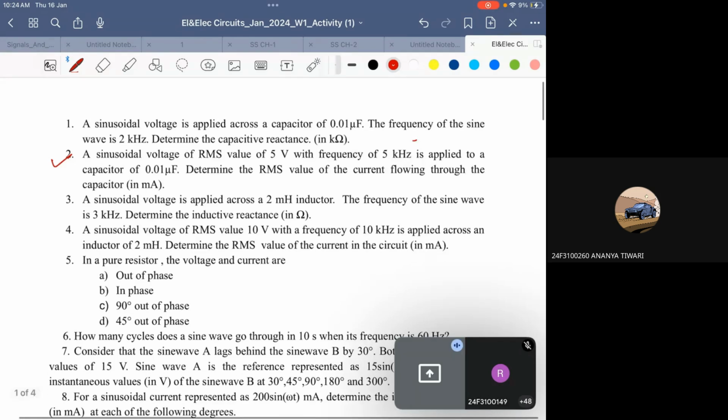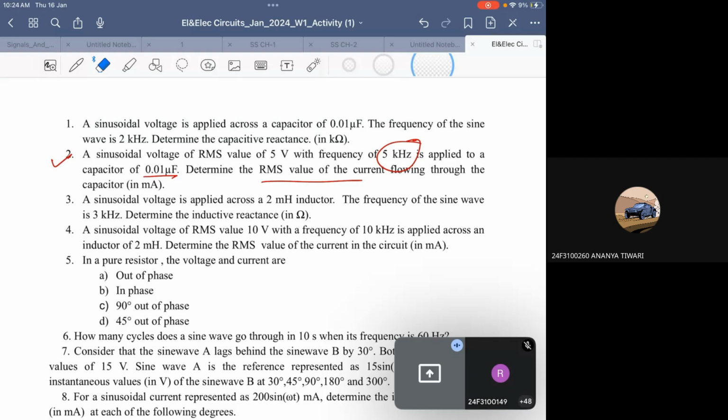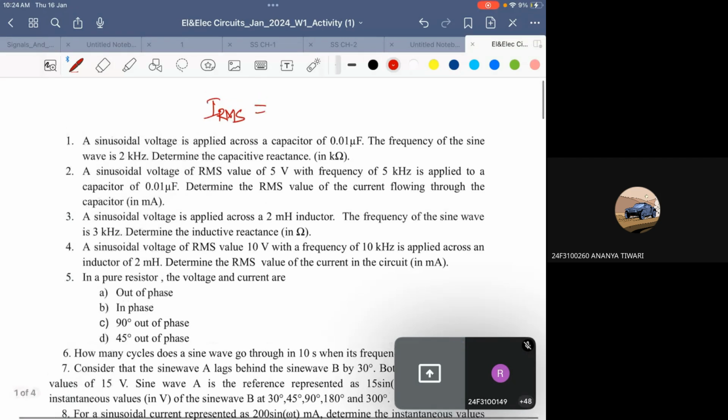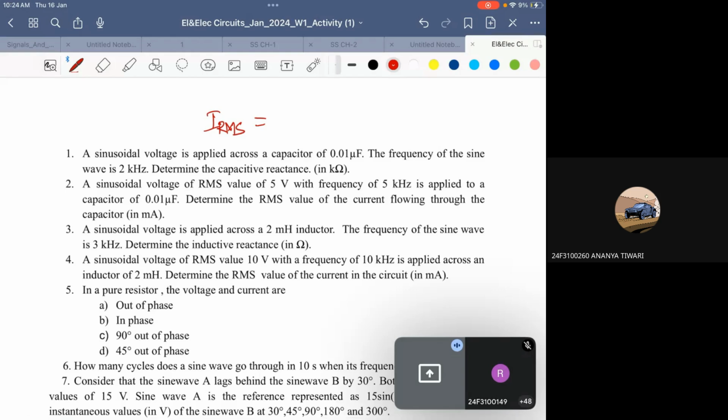And then you have been given the frequency also. Again, the frequency has been given, applied to a capacitor, determine the RMS value of the current. Okay, how will you calculate the IRMS? Like Ohm's law. What is Ohm's law? I equals V upon R. Correct, V upon R.